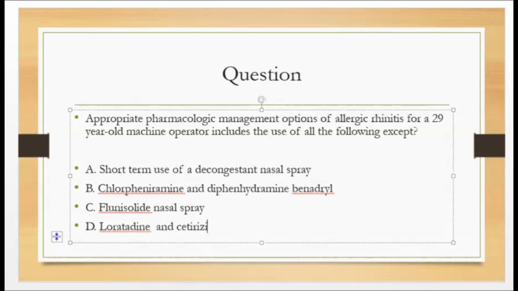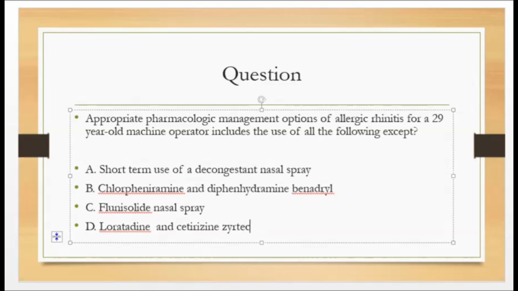And another medication known as what? Cetirizine, which is your Zyrtec. I have said Zyrtec so many times here. That is your second generation.